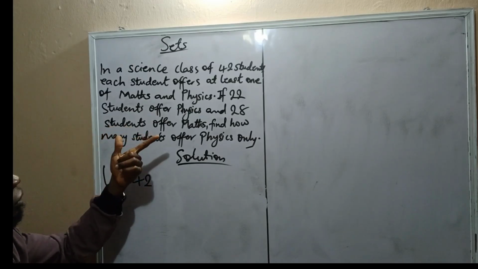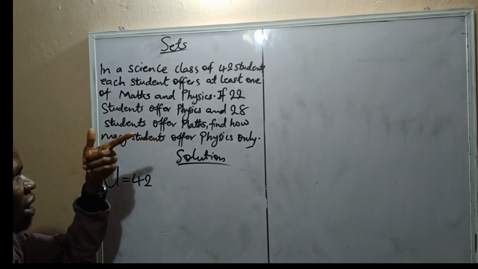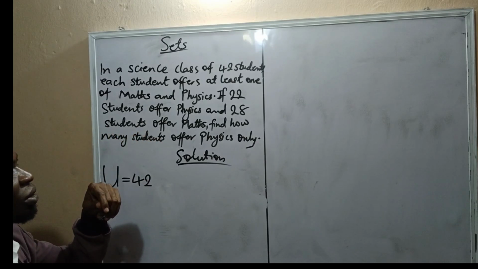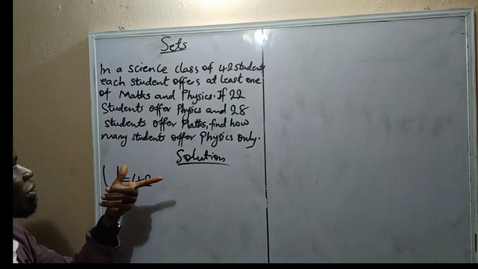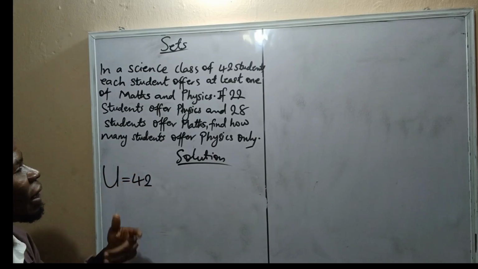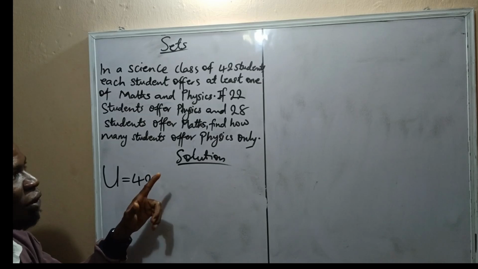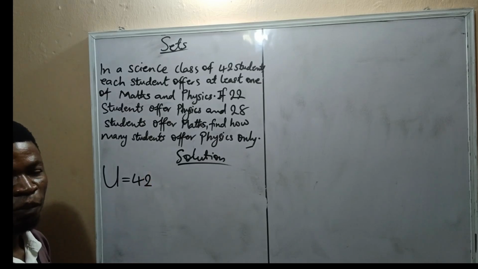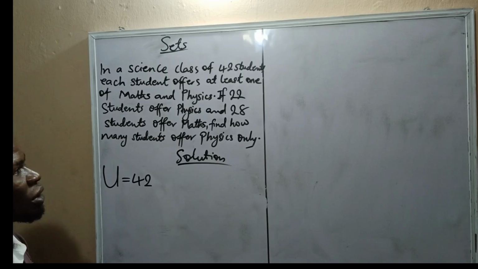Now, each student offers at least one of maths and physics. From this, we observe that we have two sets: the set of students that offer mathematics and the set of students that offer physics. And out of the two sets, there is no student that does not offer any at all. All the students offer at least one of the subjects, or some offer both, but we are not told how many offer both.